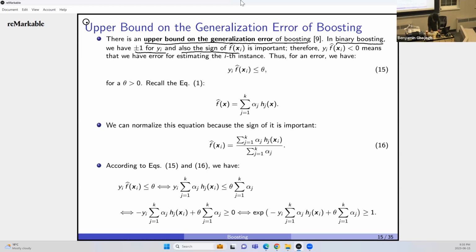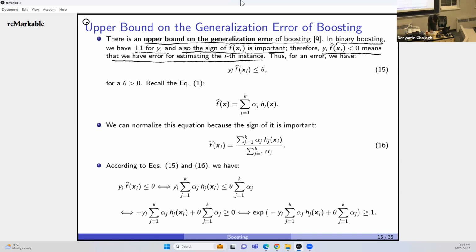Also for the sign of f hat of xi. What is f hat of xi? The aggregation of all of the hierarchy in boosting is important. The sign of this is also important, right? In classification, you remember we take the sign. Therefore, yi f hat of xi less than 0 means that we have an error for estimating the ith instance. In other words, in classification, if the target label is 1 and we estimate it as -1, or if it is -1 and we estimate it as 1, their multiplication is less than 0. So it's an error.